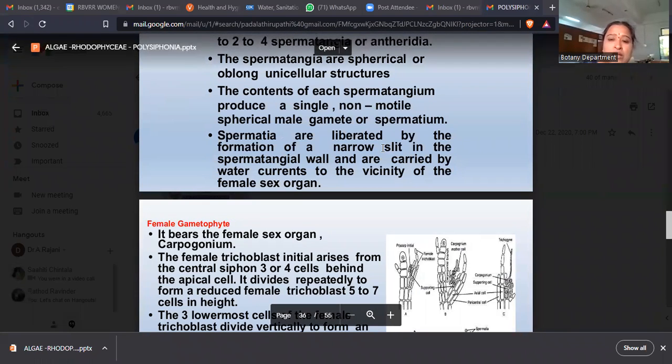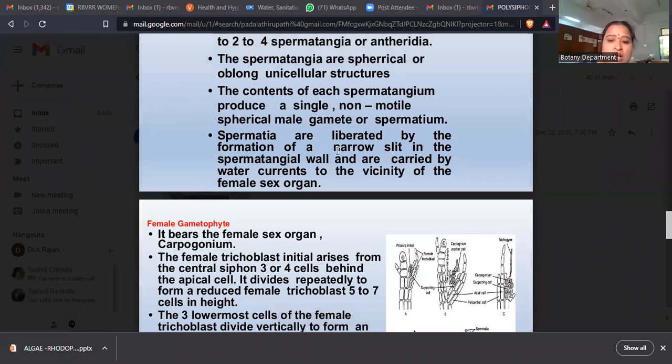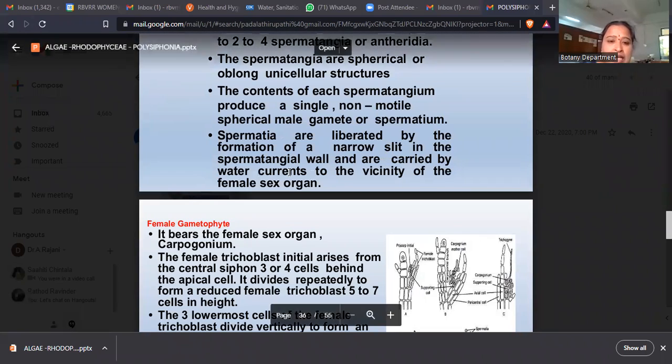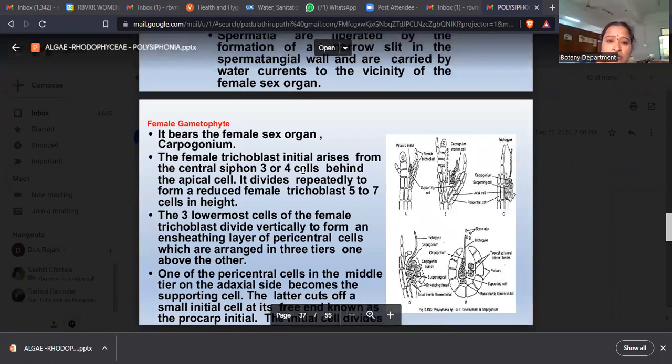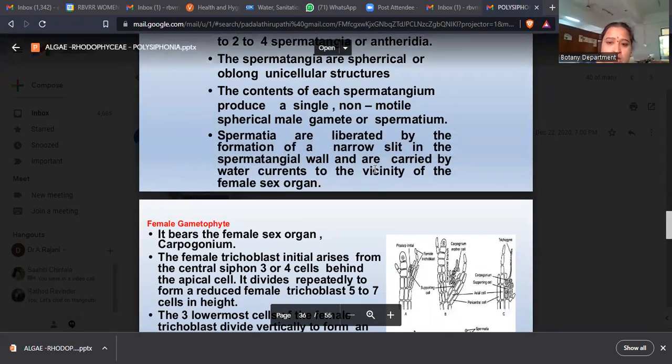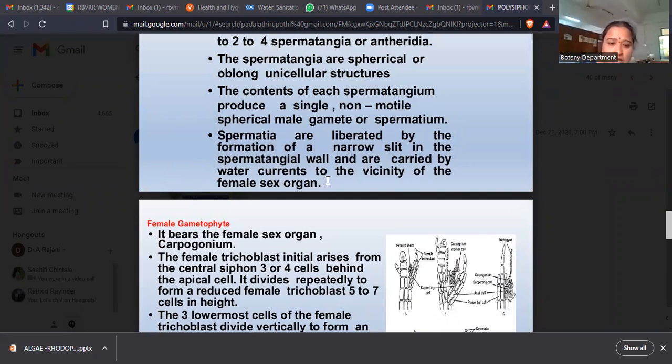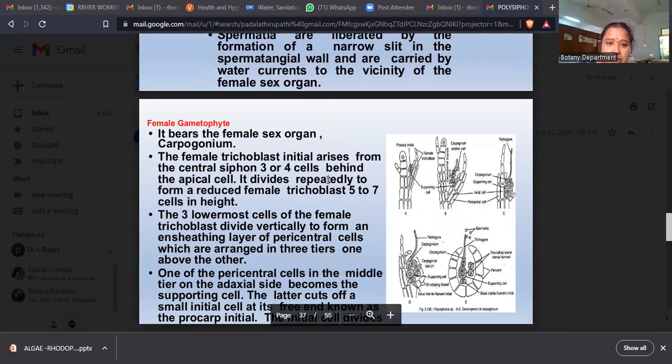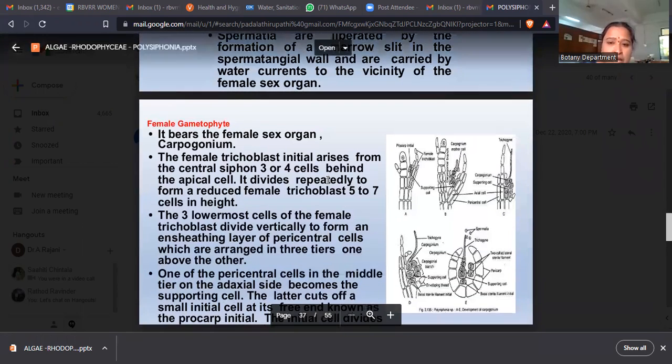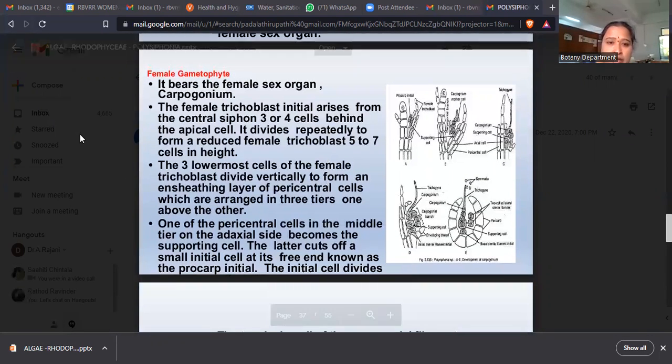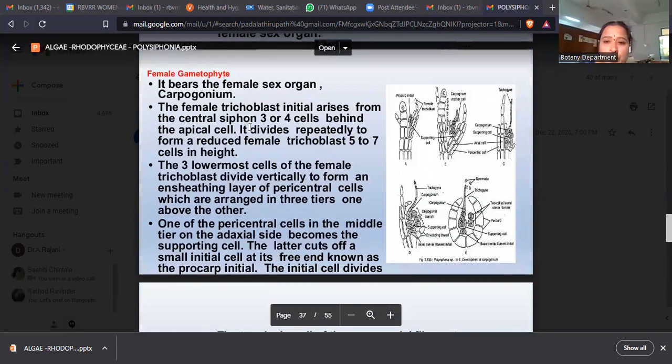These spermatia are liberated by the formation of a narrow slit in the spermatangial wall and are carried by the water next to the female sex organ. This first one is completed, and the second, the female reproductive organ, is called the carpogonium.